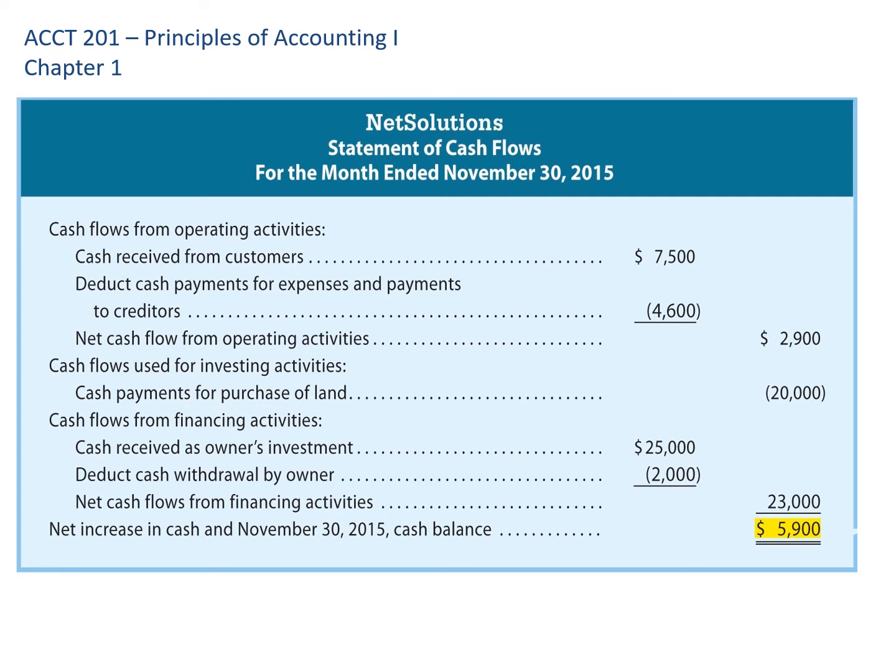Then the third and final category is financing activities. That's everything to do with long-term debt and the equity in the business. So owners putting money in or taking money out. So in this case, there was money that was put in by the owner, money that was taken out by the owner. So the net cash flow from financing activities was a positive $23,000. And then that tells us the increase in cash, $5,900.